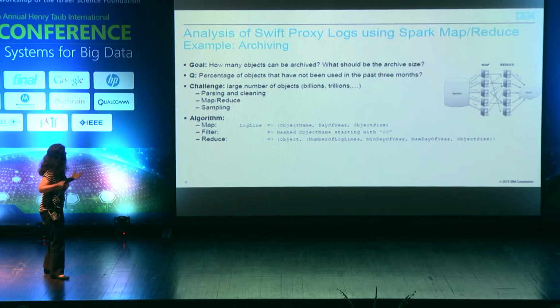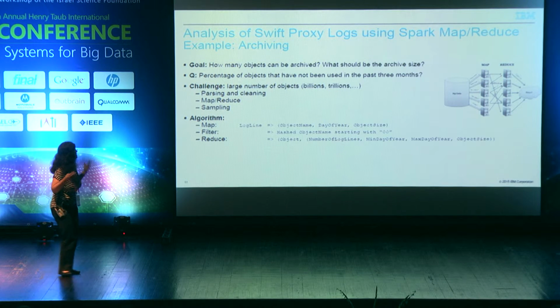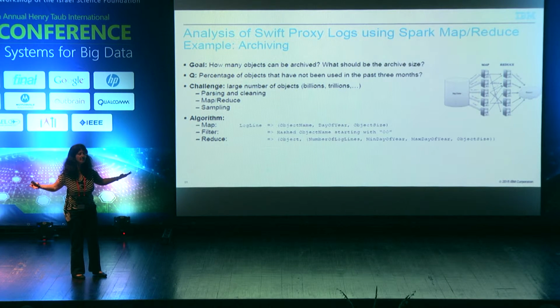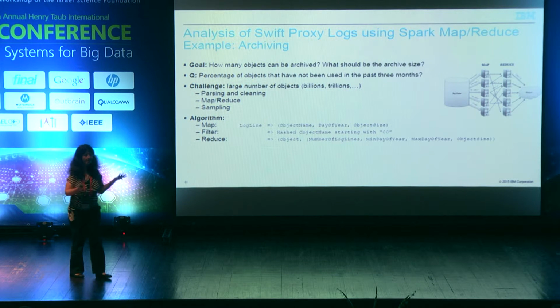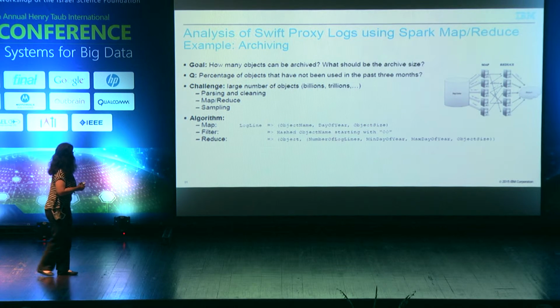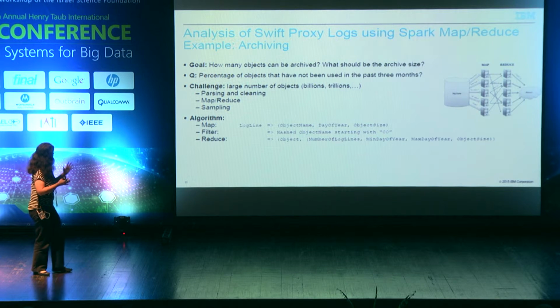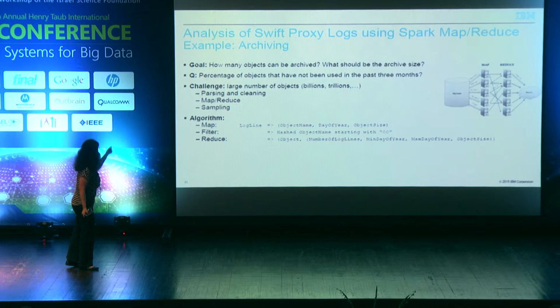So here we have a big challenge. First of all, this is a challenge of big data. We have billions, trillions of objects. What can we do? Again, we need to do cleaning and parsing of this data, since this data is semi-structured and not all log lines are so nice. So basically, the techniques are using MapReduce techniques and sampling.